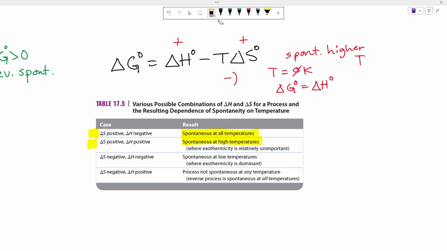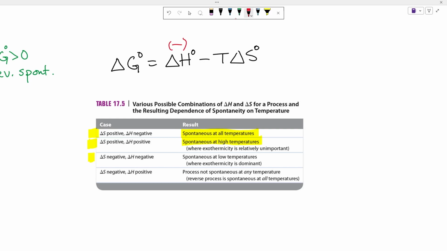Now we're going to erase this again and look at the next scenario in which delta S is negative and delta H is negative. In this case, delta H is negative. Again, that's good for spontaneity. Delta S is negative, that's bad for spontaneity. So in this case, if we take minus for delta H, and then we have minus negative, so that's really plus a positive. We can see that the enthalpy term is now favorable, but the entropy term is bad.